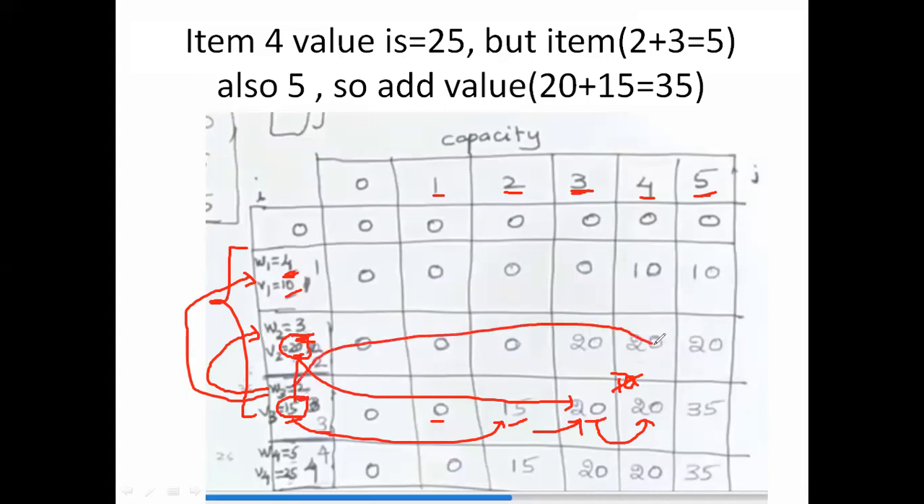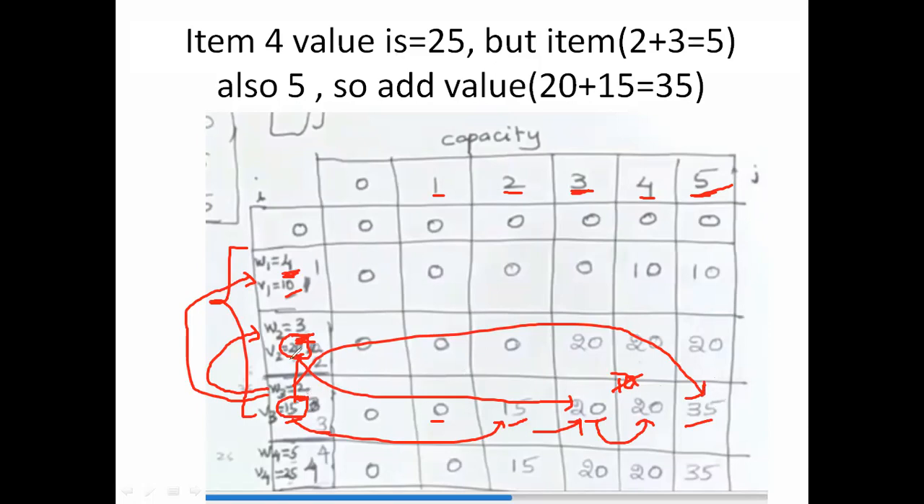That value, 35: 20 plus 15, 35. You have to fill that value in this row. For 5 kg capacity, here we don't have a 5 kg item separately. It is 4 kg, 3 kg, 2 kg. But when you combine 3 plus 2 kg, that is 5 kg. So 5 kg we can hold in that 5 kg bag.